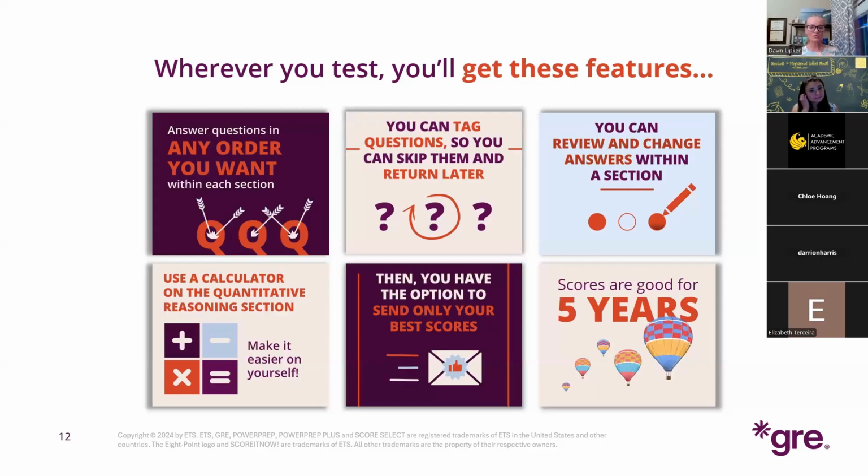So if the scores are good for 5 years, then those scores are valid. So within that 5 year time frame, you have some time to decide when you want to go to grad school, since those scores are valid for that amount of time. They stay within your ETS account or you can go ahead and send them to the schools that you decide you want to send them to.